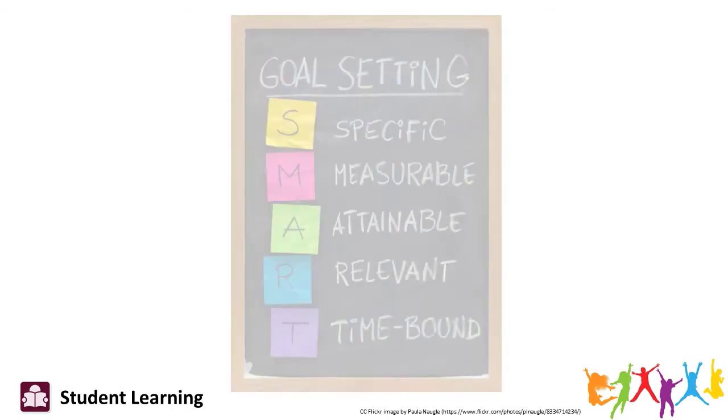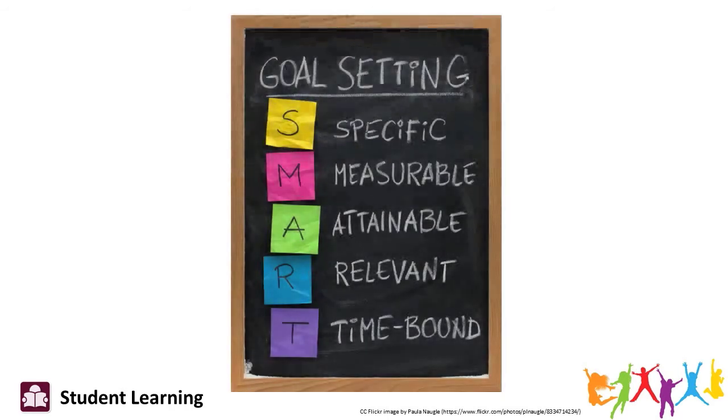What about the second? You might have already heard about this one. Setting goals and making these SMART. The idea is that you take a look at each of the tasks in your task list and break each one down into detailed goals, which are S, specific, M, measurable, A, attainable, R, relevant, and T, time-bound.